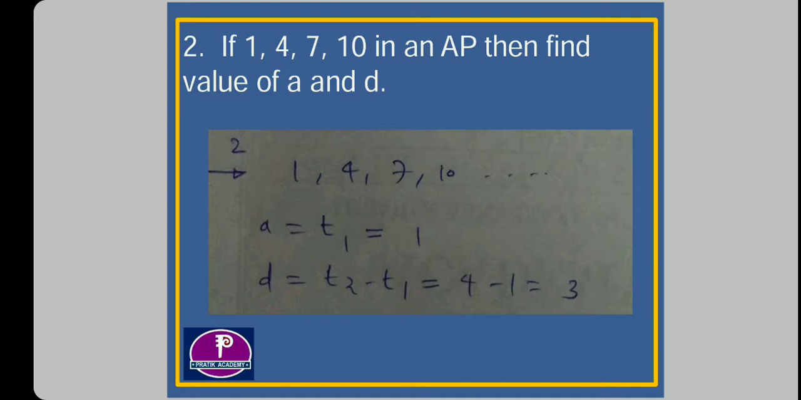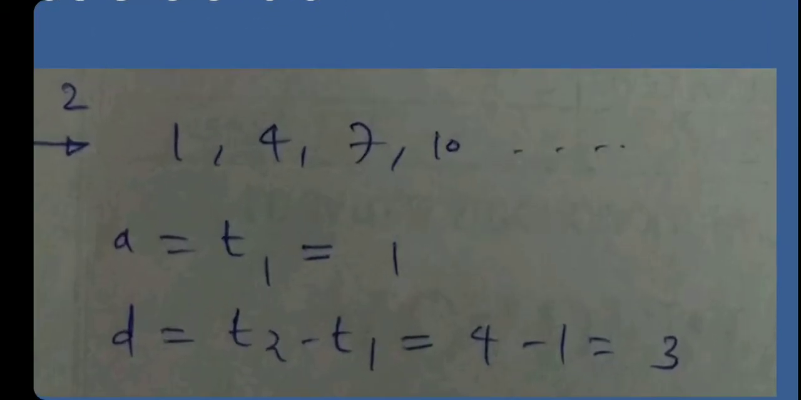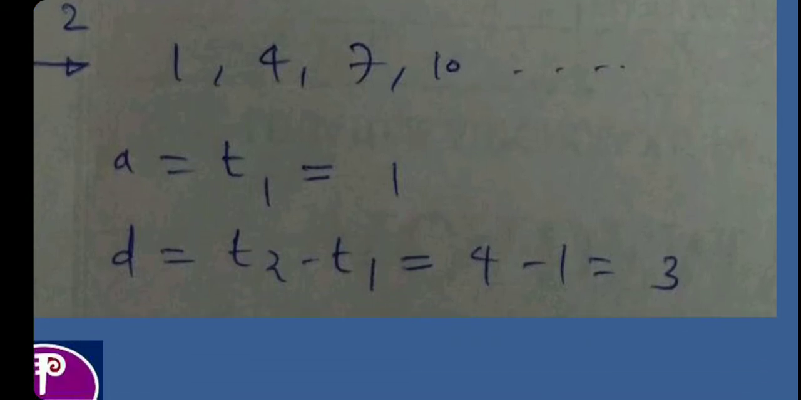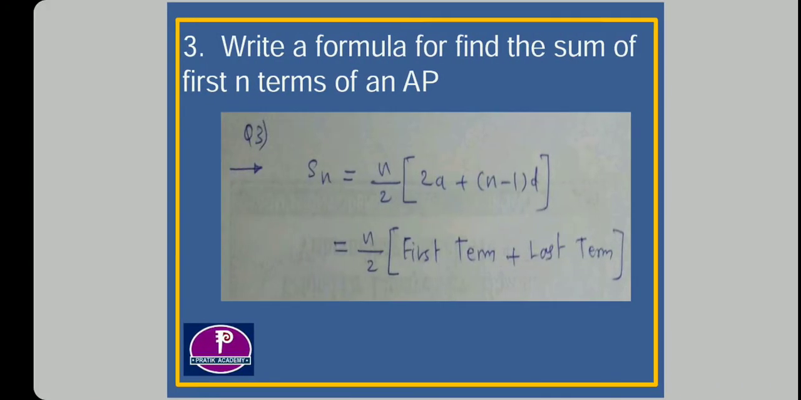Next, if 1, 4, 7, 10 is in an AP, find the value of a and d. So a means the initial term, so it is 1, and d is nothing but the difference between two consecutive terms, it is coming 3. Next, write the formula to find the sum of the first n terms of an AP.